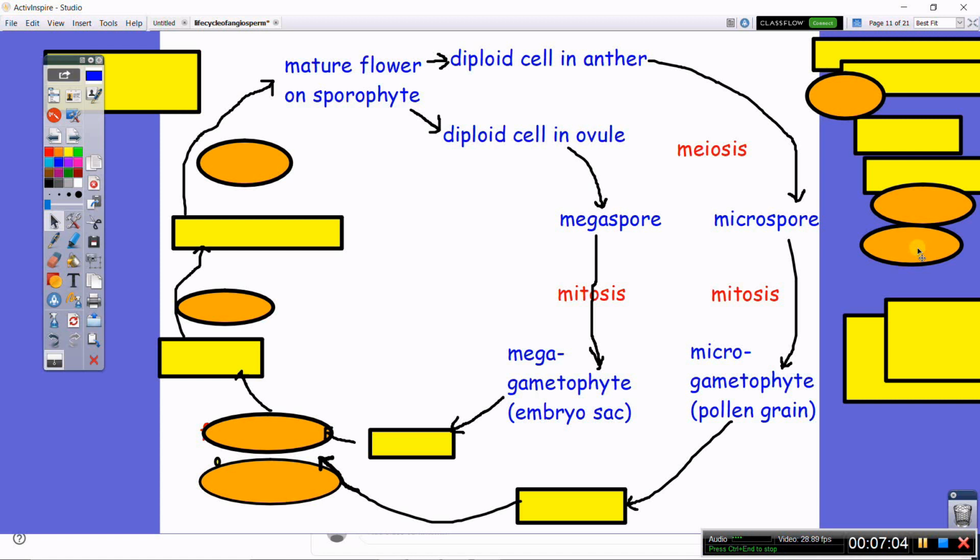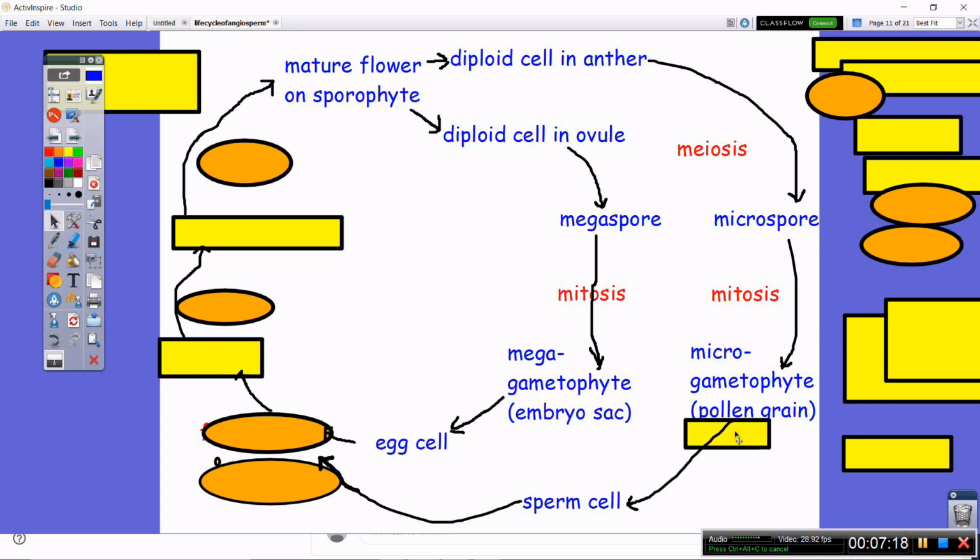Okay? So now keep in mind what gametophytes make. Gametophytes make gametes. So the microgametophyte or the pollen grain is going to give rise to your sperm cells, and the megagametophyte or the female gametophyte is going to give rise to your egg cell.